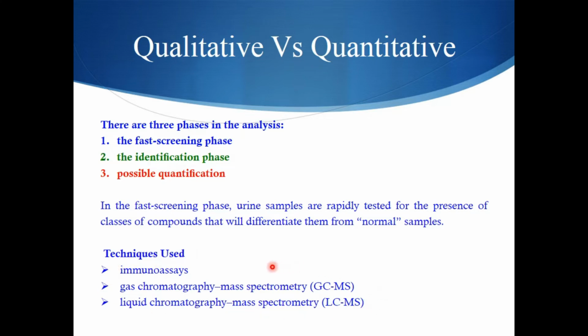So samples will be collected rapidly and they will be analyzed by these techniques. These techniques are used for qualitative analysis: gas chromatography coupled with mass spectrometry, liquid chromatography coupled with mass spectrometry. These are more complex techniques as compared with the immunoassays.